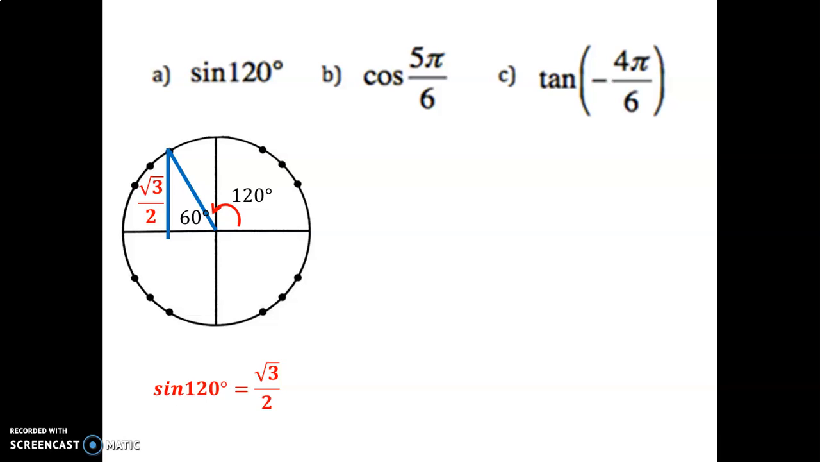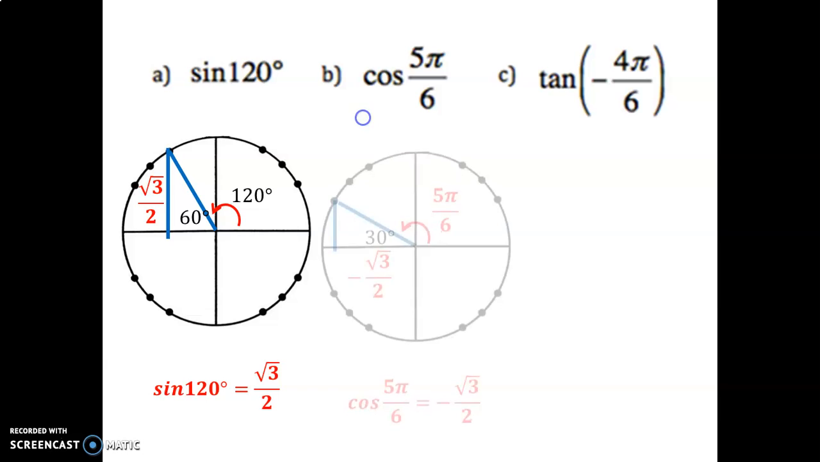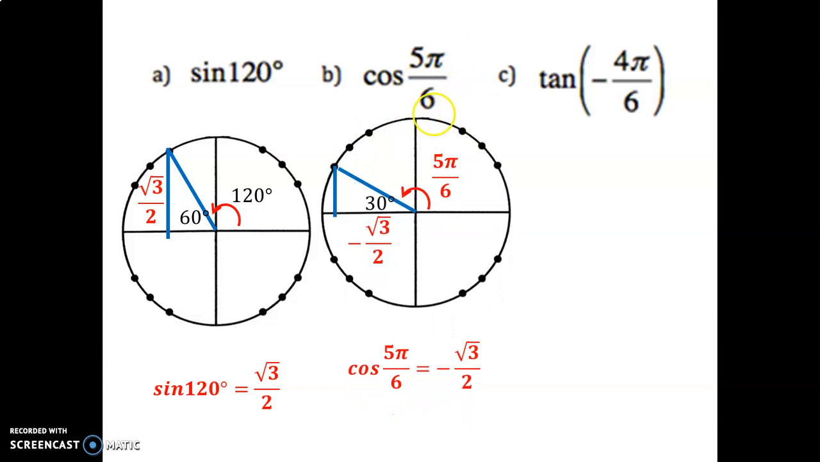Okay, try B. Here it is. 5 pi over 6 brings you to here. The 6 tells you you're dealing with 30 degrees, and 5, you moved 30 degrees 5 times, which means you moved 150. It remains 30 here. Set up your 30, 60, 90, and you find out that the cosine, the x value, is negative root 3 over 2. Check your work carefully on these. This is now really working with all the trig we've learned.